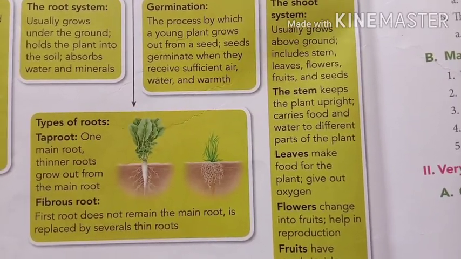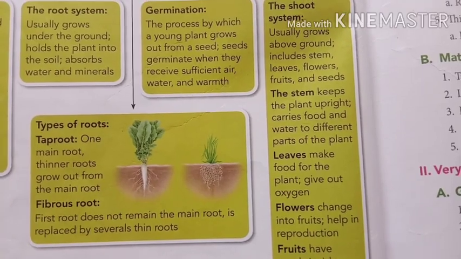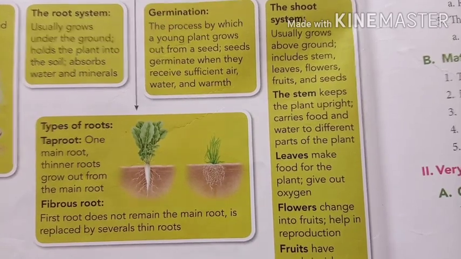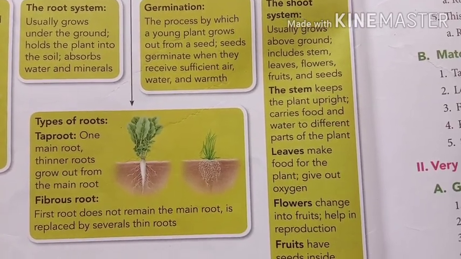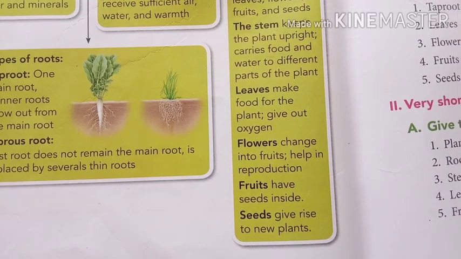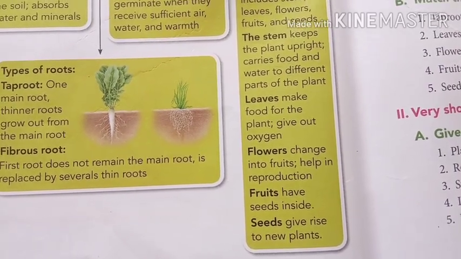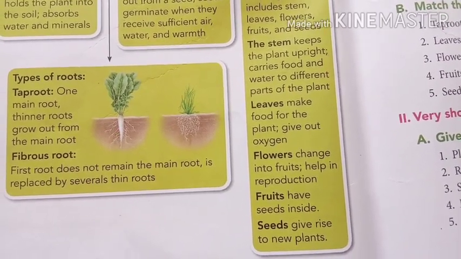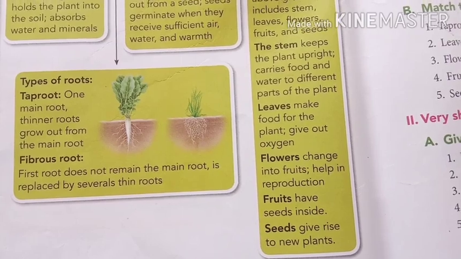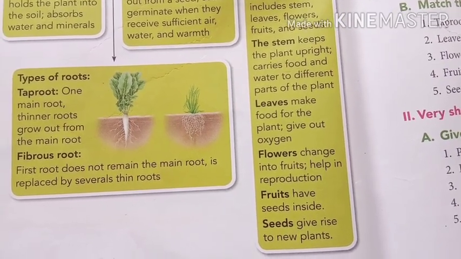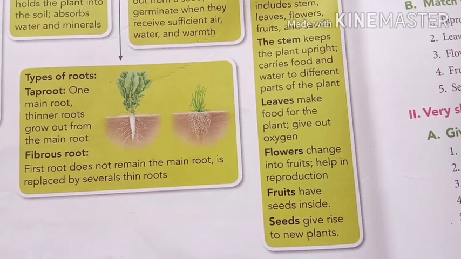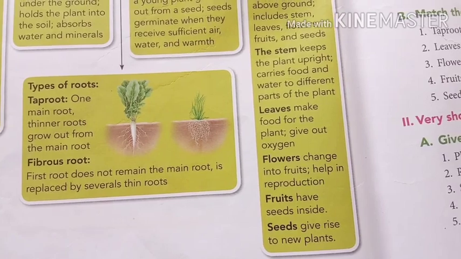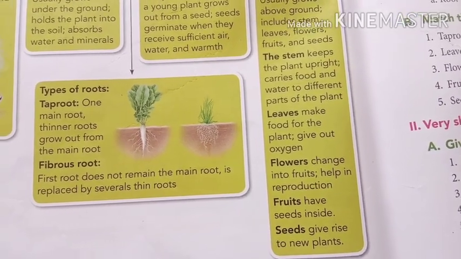Then what is the function of leaves? It make food for the plant and also it gives out oxygen which is needed by animals, human beings, right. Then functions of flower. Flower change into fruits and they help in the reproduction, right. About fruits, they have seeds inside them and seed, it give rise to a new plant, right. Many plants they grow from the seeds.